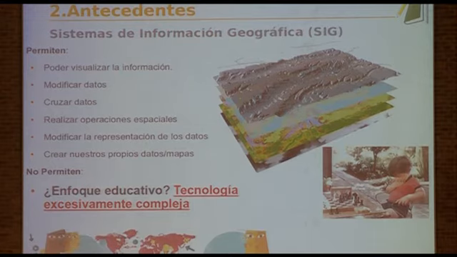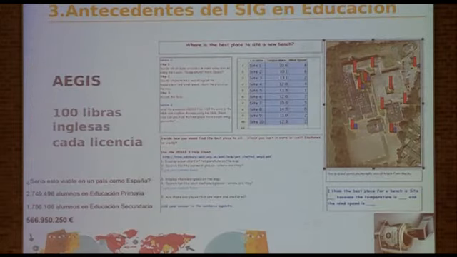Then we have geographic information systems, GIS. These data can be visualized, modified, crossed, and so on. But do these systems have an educational approach? Definitely not. It's quite a complex technology, and we saw that kid on the screen playing chess, like really wondering how to deal with the different pieces.